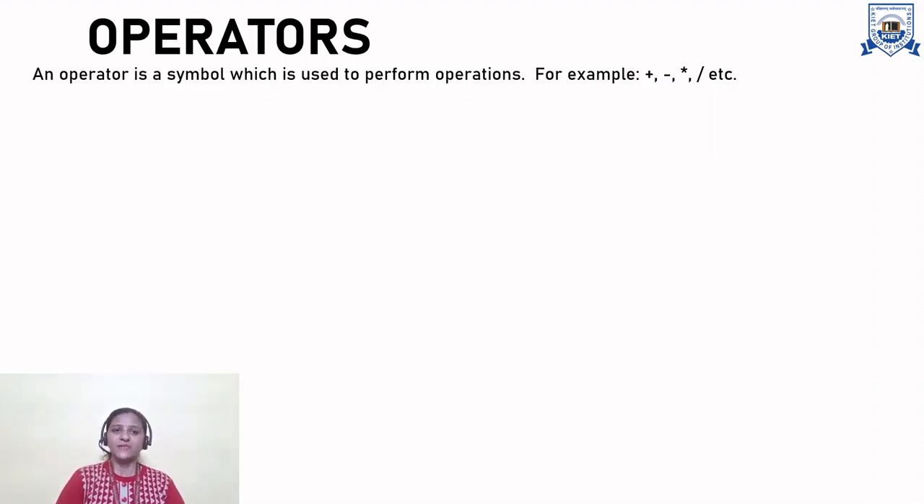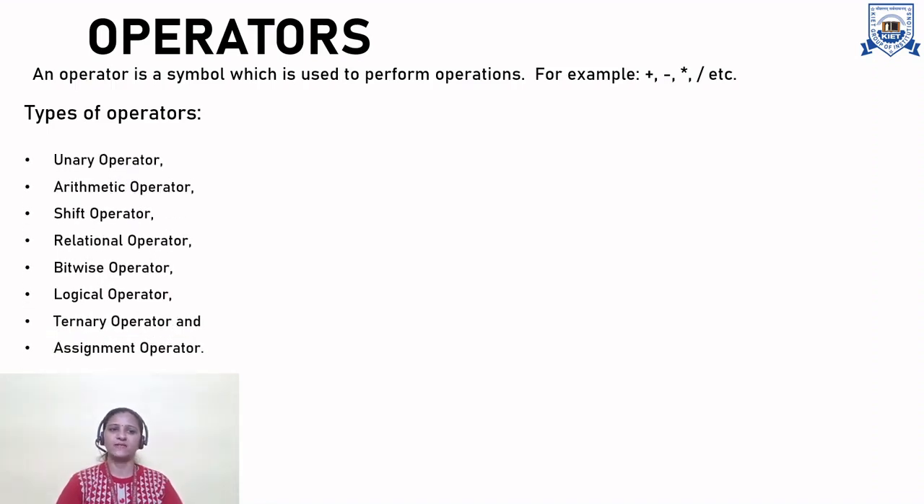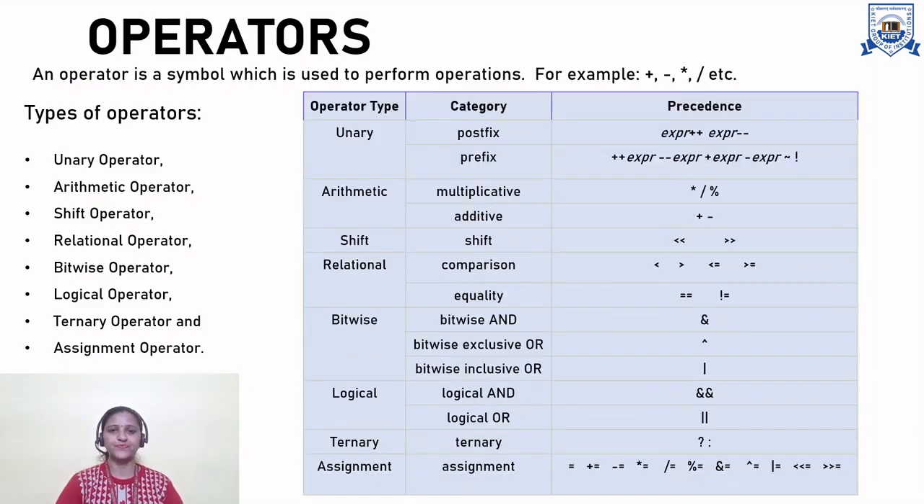Now, the different operators that operate on these data. An operator is basically a symbol which is used to perform operations. There are a number of operators we have come across, and we will go through them one by one. Types of operators in Java: unary, arithmetic, shift, relational, bitwise, logical, ternary, and assignment operator. Now, this is the list. This is a table giving the different types of operators, their category, and their precedence.